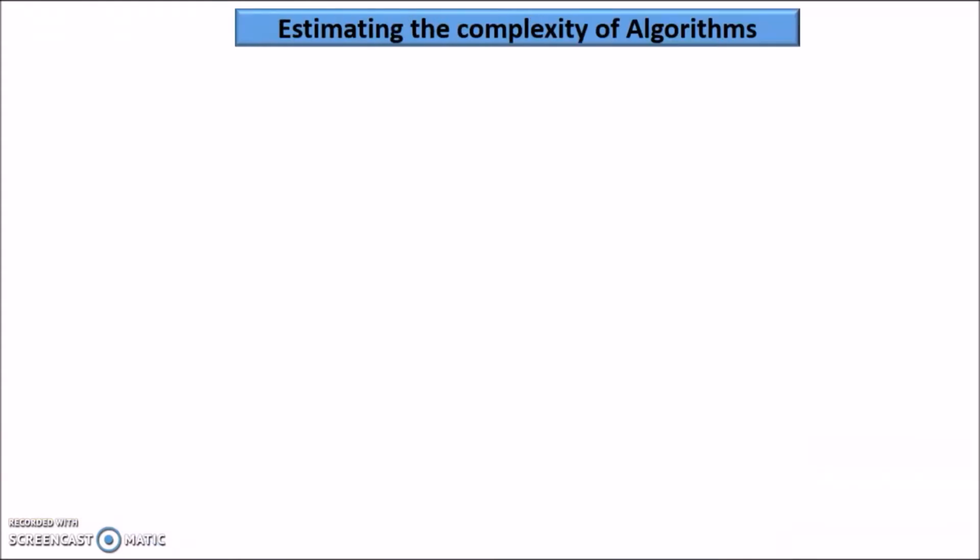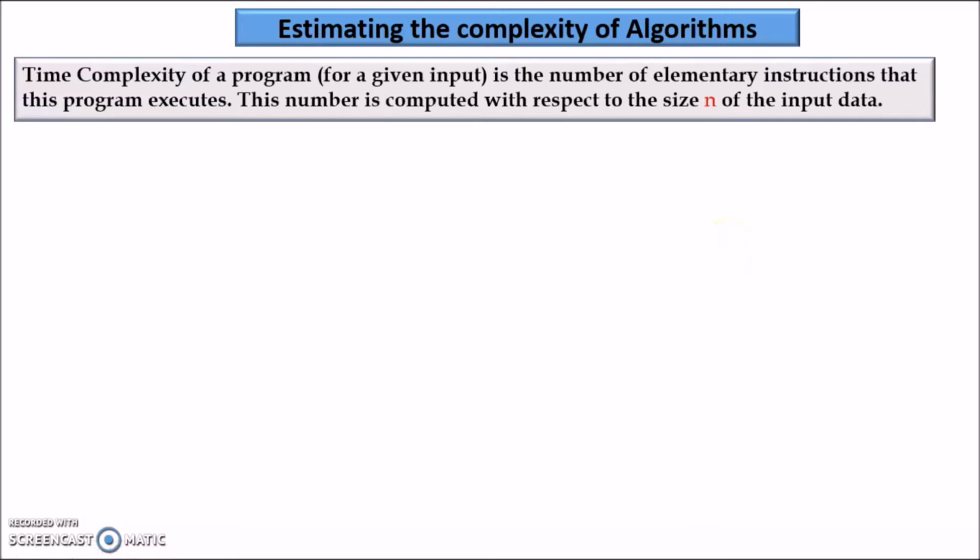Very, very important. To estimate the complexity of an algorithm, that is the time complexity, we are not going to see the space, we are going to see the time complexity. The time complexity of a program for a given input is the number of instructions that this program executes. This number is computed with respect to the size n of the input data. This is how we are going to do it.